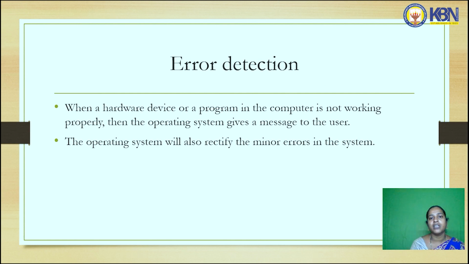Error detection. Here, when a hardware device or a program in the computer is not working properly, the operating system gives a message to the user. The operating system will also rectify minor errors in the system. Whenever we are doing some programming, some errors will come during compile time. Some errors will be automatically handled by the operating system and some errors will be handled by us. So error detection can also be done by the operating system.